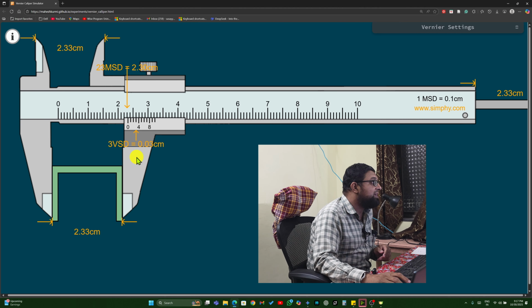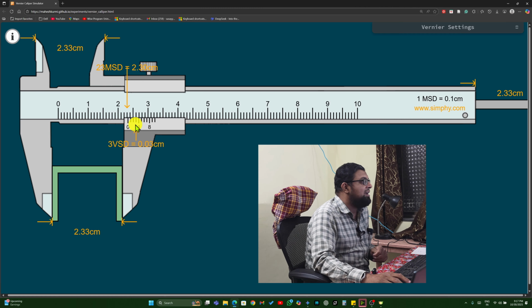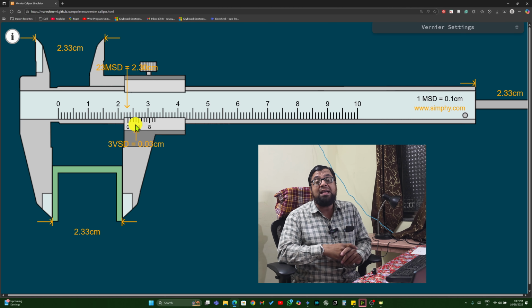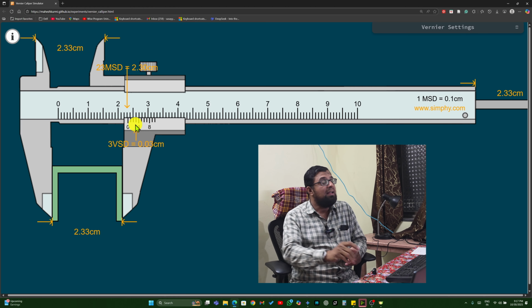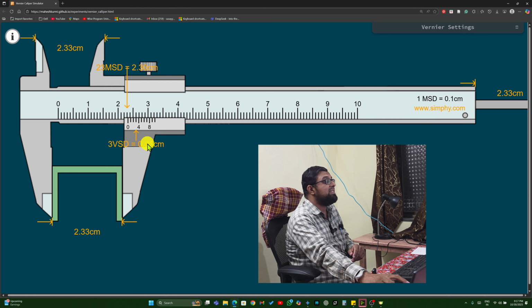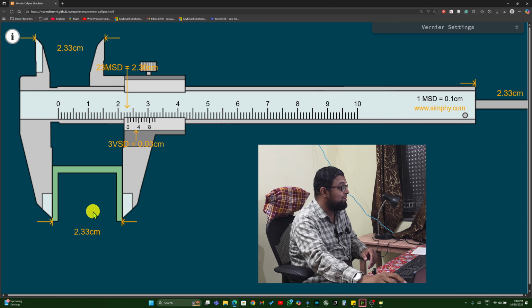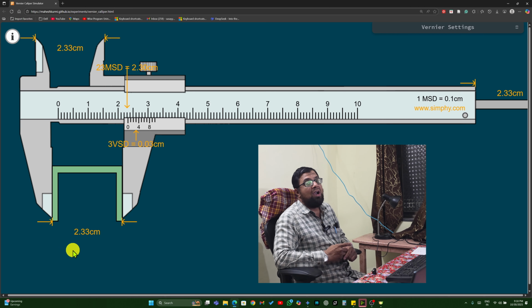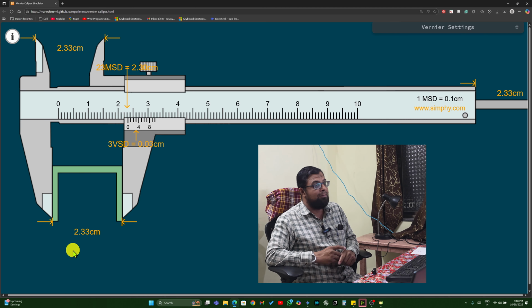Now which vernier division is coinciding? You can easily see that the third one is coinciding here. Therefore 3 multiplied by 0.01 centimeter is equal to 0.03 centimeter will be the reading from our vernier scale. So therefore the total reading will be 2.30 centimeter plus 0.03 centimeter, and hence the total reading, that is the external dimension of this object, will be 2.33 centimeter.